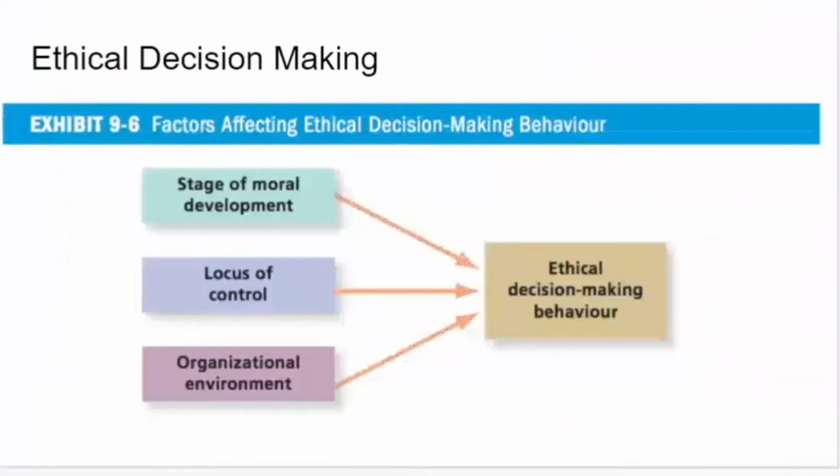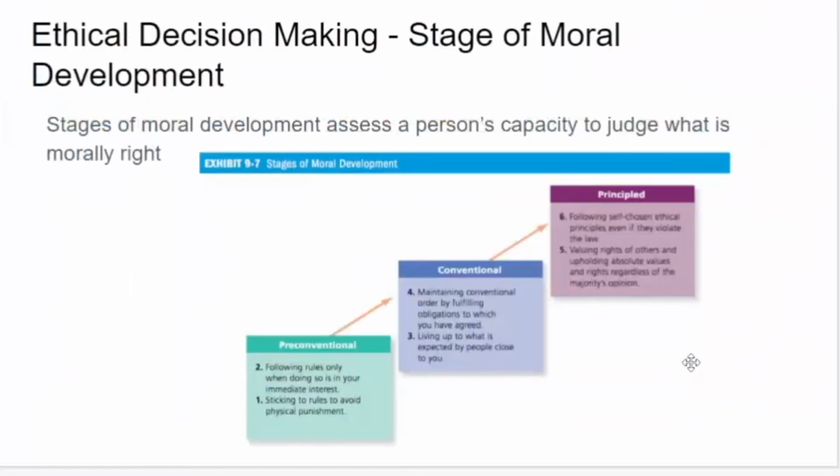We also think about groups and ethical decision making. We talked about this risky shift and the issues with invulnerability. Do groups make ethical decisions? Well, it really depends. It depends on where the group is with their moral development, how much control they feel they have, this locus of control, and what is the environment of the organization. That's going to have an impact on ethical decision making.